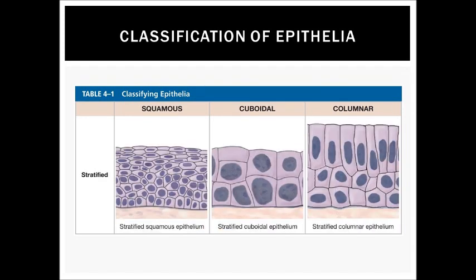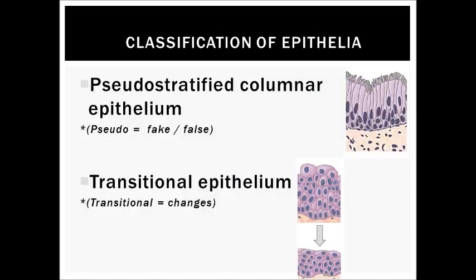Next, the layer is stratified, with more than one layer of cells, followed by the different shapes of the cells. Because the human body is so special, we have two additional epithelia, which cannot be categorized by the rules of layer and shape. The first is pseudostratified columnar epithelium. Pseudo means fake or false. It means the epithelium consists of packed cells, making it appear as many layers. But actually, each cell is attached to the basement membrane.